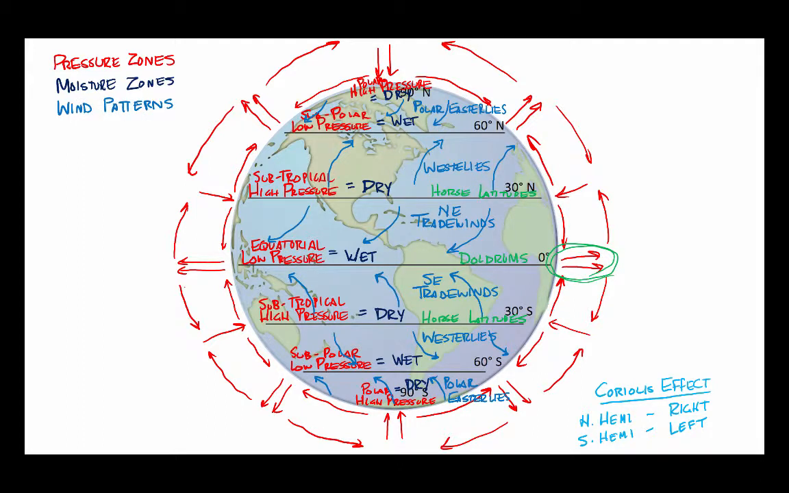Don't forget that the cause for all of these patterns is the differential heating of Earth caused by the sun. So now you can use your global weather pattern map to help explain the weather that occurs at different latitudes on Earth.